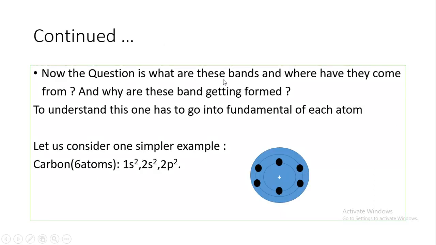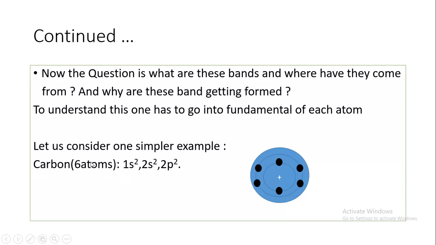Now the question is, what are these bands, where have they come from, and why are they getting formed? These are the questions we are going to answer. To understand this, one has to go into the fundamentals of each atom, and we will try to understand how these bands are formed and where they have come from. From the fourth group we will take one element, carbon. There are other elements, silicon, germanium and so on, but primarily we will take one simpler example, carbon.